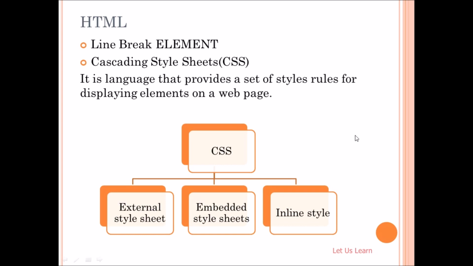The second one is called cascading style sheets. It is nothing but a language which will provide the set of rules to display the elements on the web page. For example, if you want to give any background color for the web page, or a background image for the web page, that can be done using the CSS element.